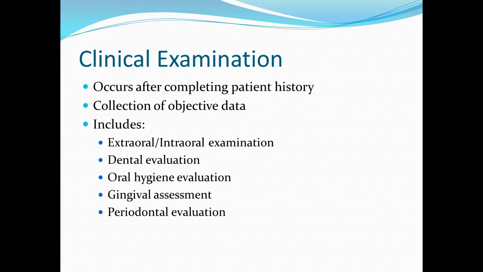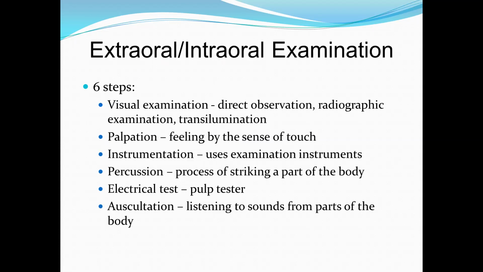We're also doing an oral hygiene evaluation, gingival assessment, color, contour, consistency, that type of thing, and a complete periodontal evaluation, which is part of the gingival assessment as well. So for the EOIO, we've got the visual exam, palpation, instrumentation, percussion, an electrical test if needed, and oscillation if needed. So a visual exam is the direct observation, radiographic exam, and transillumination.